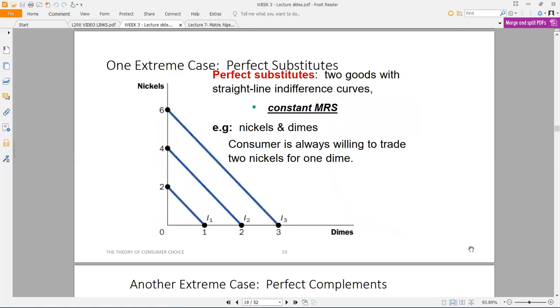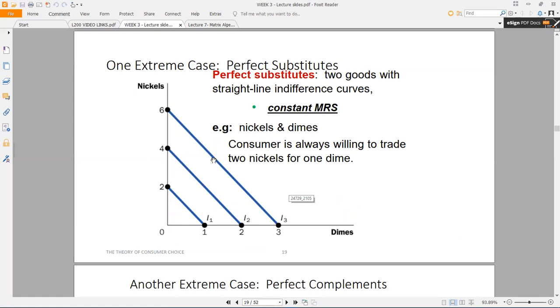Okay, it decreases. But let's look at an extreme case, a case for perfect substitutes, where the two commodities in question are substitutes and the marginal rate of substitution doesn't decrease. It has a constant marginal rate of substitution. And the reason is that the indifference curve is a straight line.